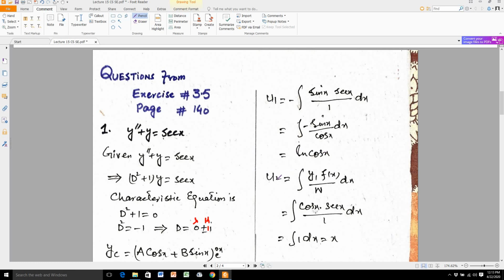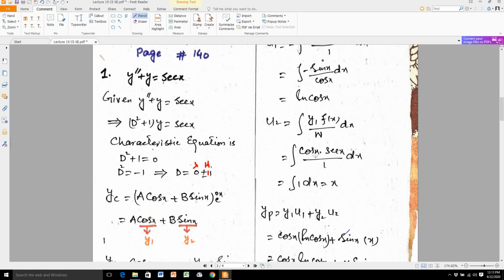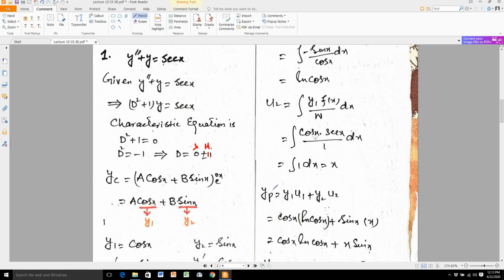Then you move towards u2, that is integral of y1 f of x divided by Wronskian at dx. Substitute here the value of y1. So y1 is equal to cos of x, and the value of f of x, that is secant x, divided by the value of the Wronskian, that is 1. You know that secant is the reciprocal of cos of x. So this cos is cancelled with this secant. These are the reciprocals of each other, so we get 1, and you know that the integral of 1 is x. So in this way we get our particular solution.